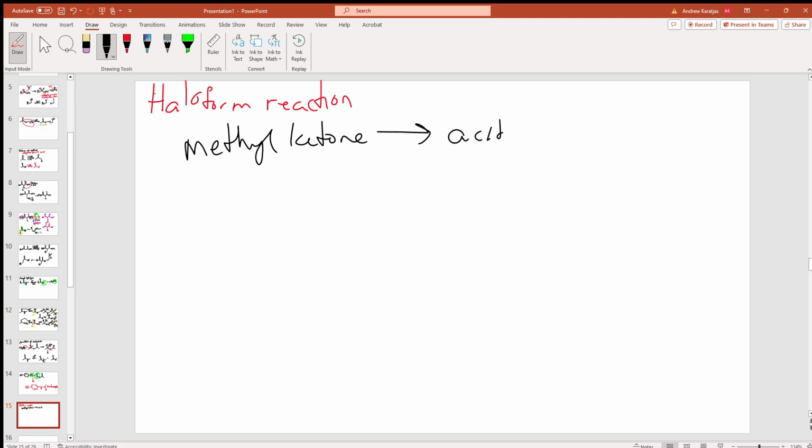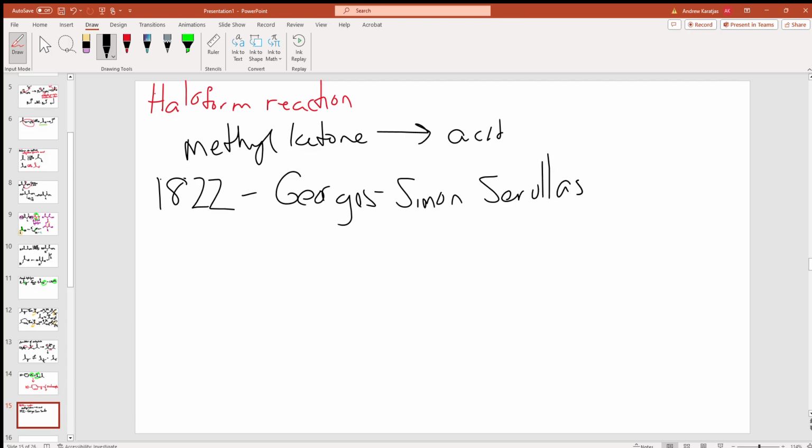Now, in terms of history, or at least reactions that we know who originally discovered, this is one of the oldest organic reactions out there. In fact, the first known example of this reaction dates to 1822. A few years later, 1832, a more famous chemist, Liebig, also found an example of this reaction.